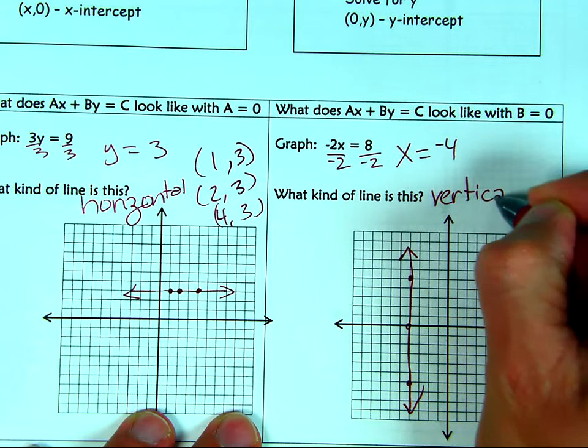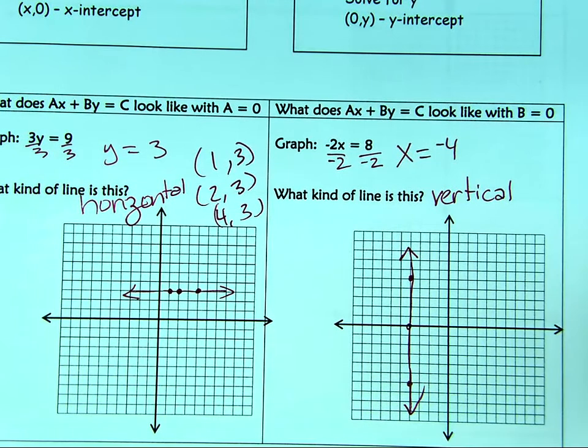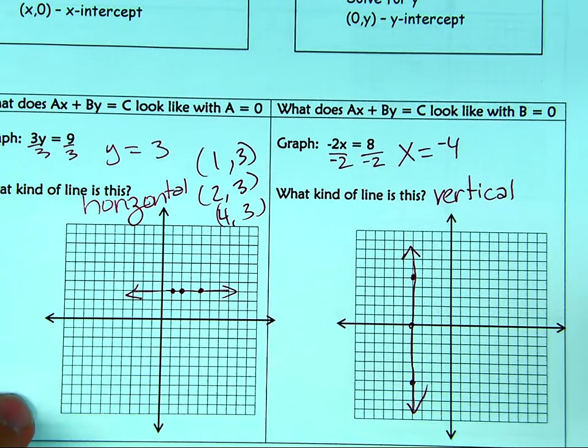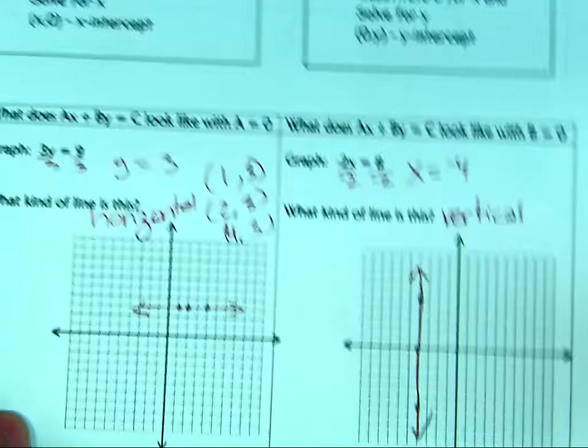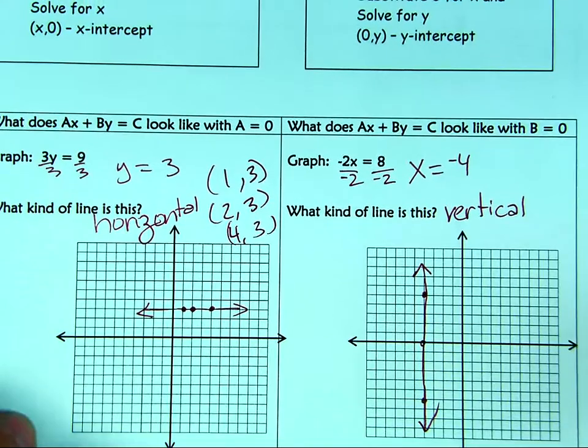So keep in mind those special cases when a is 0 or b is 0. Remember, they can't be 0 at the same time. So if you ever see an equation like that, it's kind of nice if you don't go through all the process that you think you have to. You just say, oh, that's a horizontal line. Oh, that's a vertical line. So you've got to kind of train your brain to remember that.